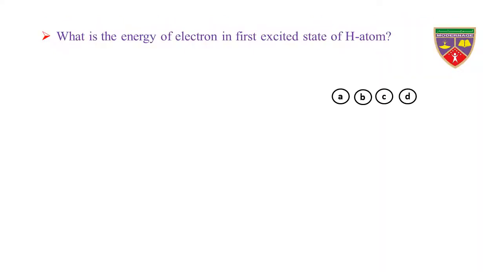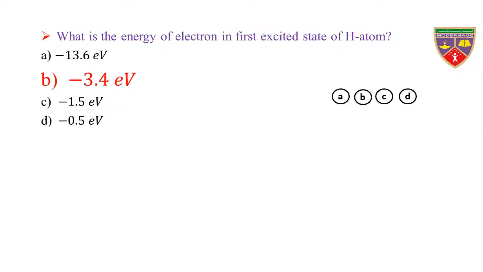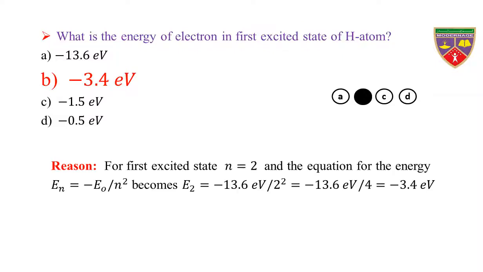What is the energy of electron in first excited state of hydrogen atom? Option A, minus 13.6 electron volt. Option B, minus 3.4 electron volts. Option C, minus 1.5 electron volts. Option D, minus 0.5 electron volts. The key is minus 3.4 electron volts. Therefore, the correct option is B.